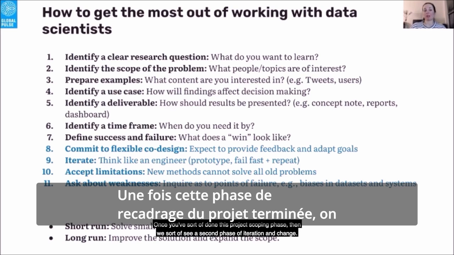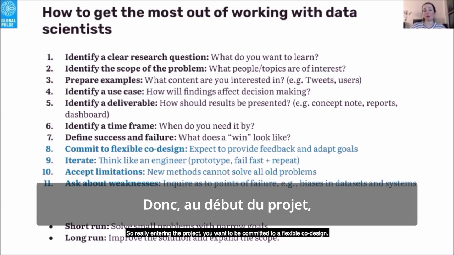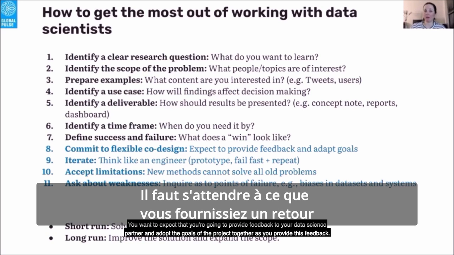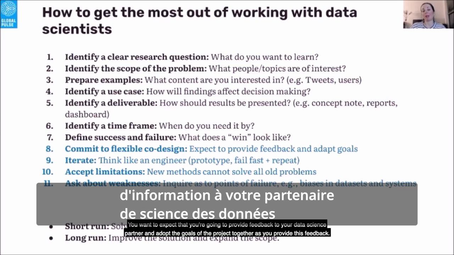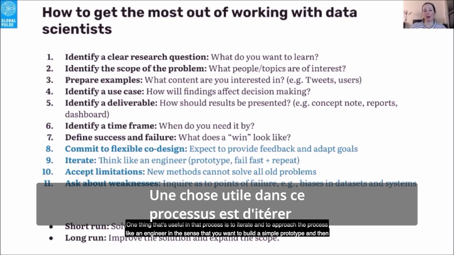Once you've done this project scoping phase, then we see a second phase of iteration and change. So really entering the project, you want to be committed to a flexible code design. You want to expect that you're going to provide feedback to your data science partner and adapt the goals of the project together as you provide this feedback.